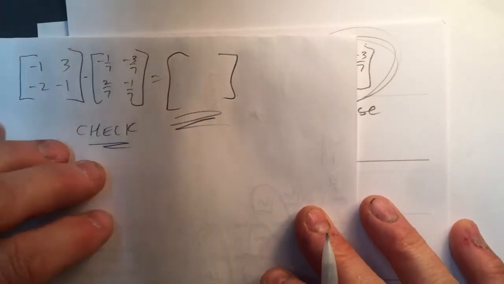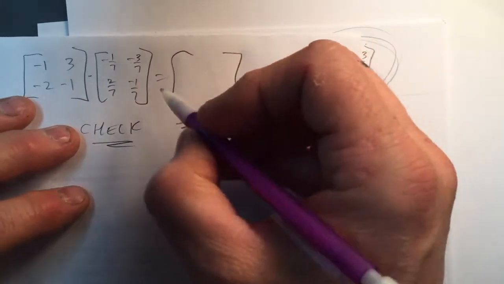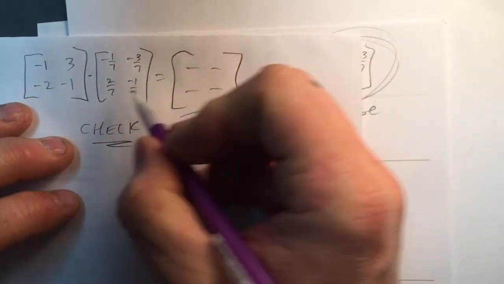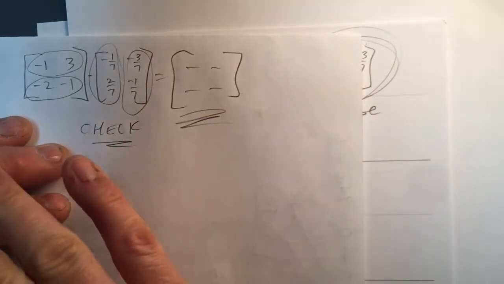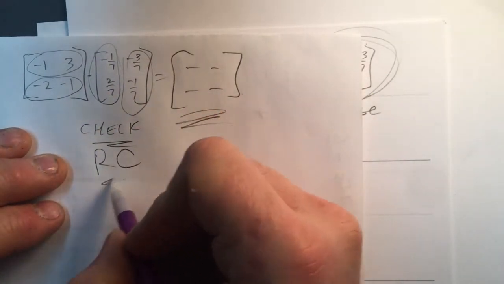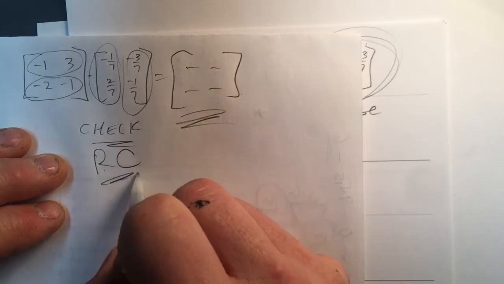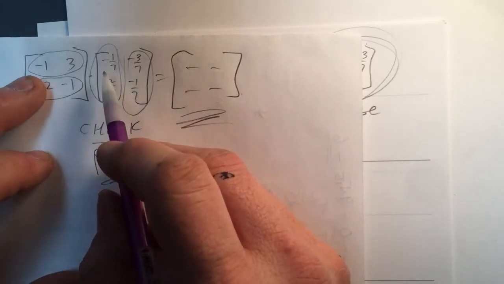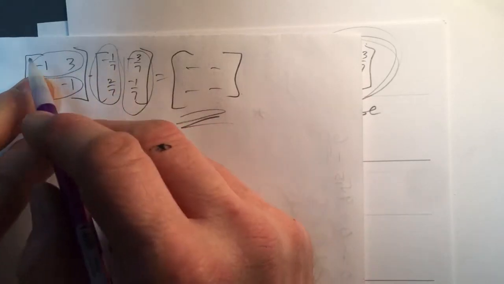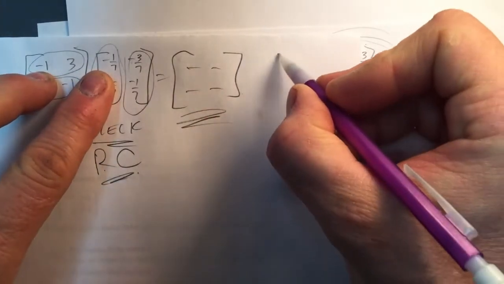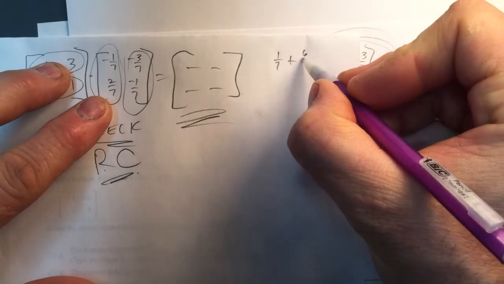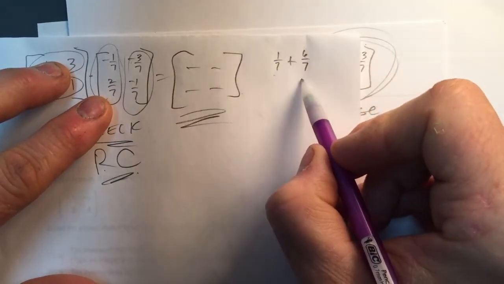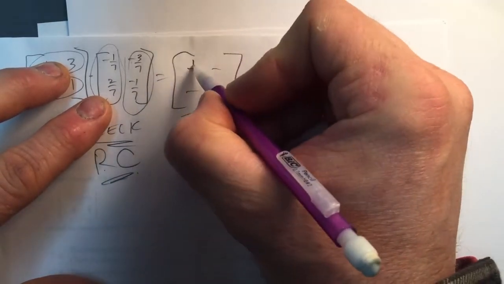All right. So again, this is going to be a 2 by 2. I got to do my rows times my columns. Rows in the first one, it's always RC cola. Rows in the first one times your columns in the second one. All right, so let's see here. -1/7 times -1 would be 1/7, plus 3 times 2/7 is 6/7, and 1/7 plus 6/7 is 7/7, which is 1.